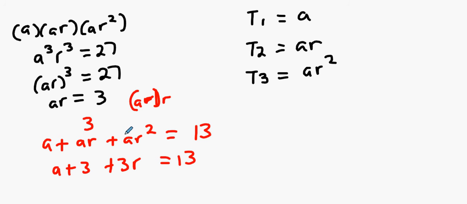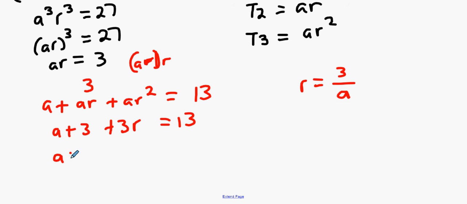Now what can I say R equals? 3 over A, okay? So what can we do down here then? Bring the 3 over to your side to become 10. So it's going to be A plus 3R.